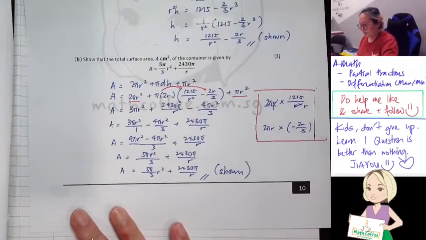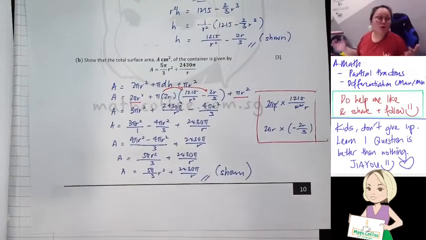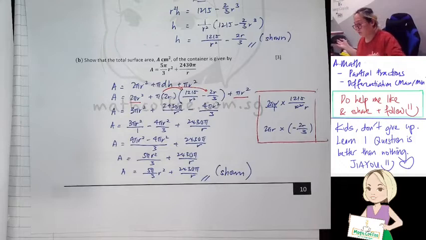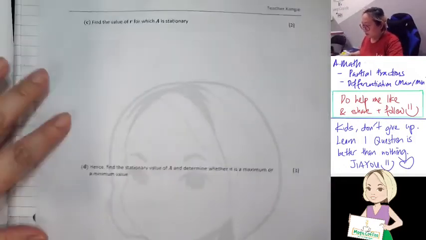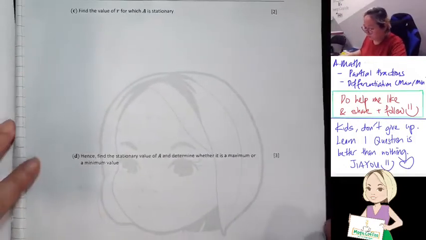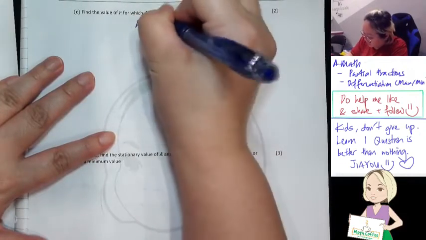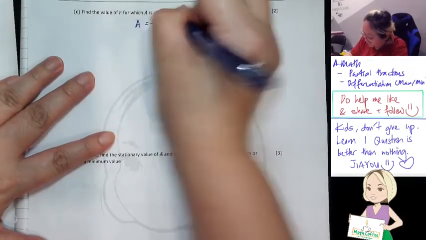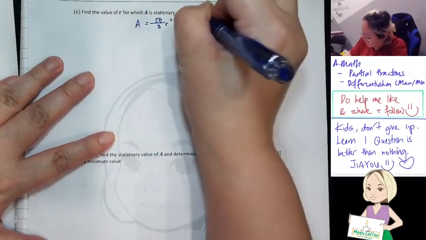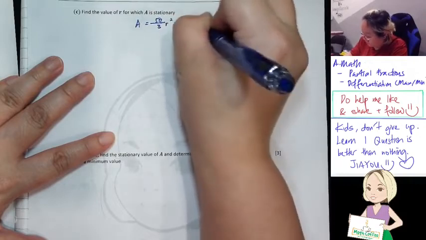Okay. And the last part, again, by now you all should know what they want to ask, right? They will do dA/dr, then dA/dr equals 0. So let's move on. I'm going to write my A. My A over here is 5 pi over 3 r squared plus 2430 pi over r.